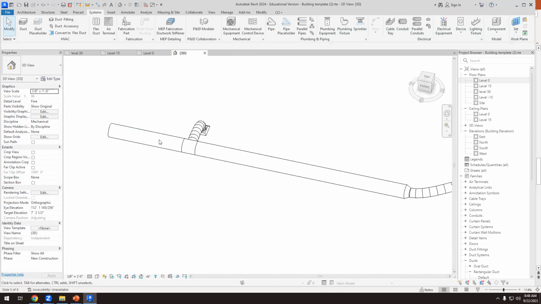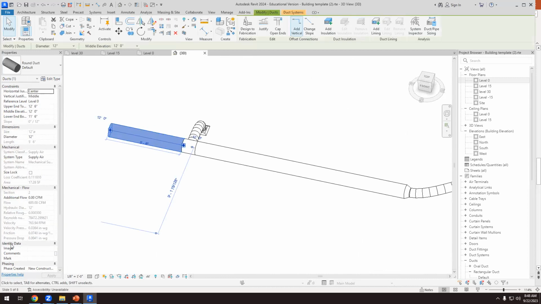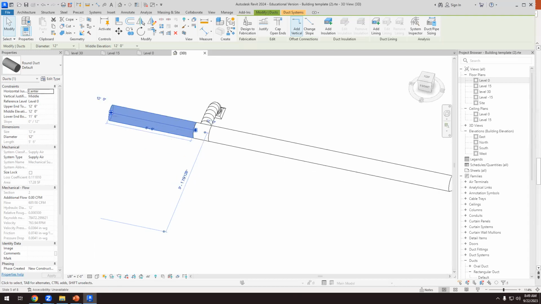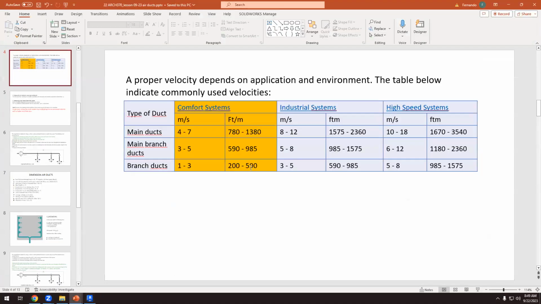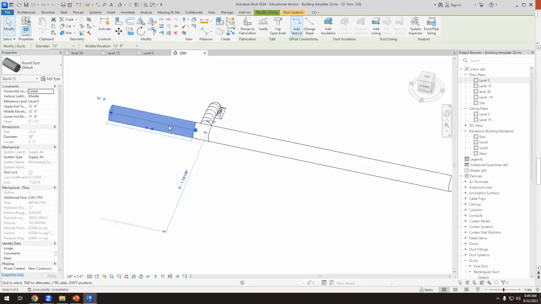Check everything again. Let's check this duct. The airflow is 600. That's good because we have connected two diffusers to this, 300 each. And what about the velocity? The velocity is 700. It's above 590, so this duct has to be bigger. So I'm going to make it 14 inches. And now the velocity is 560. You see?